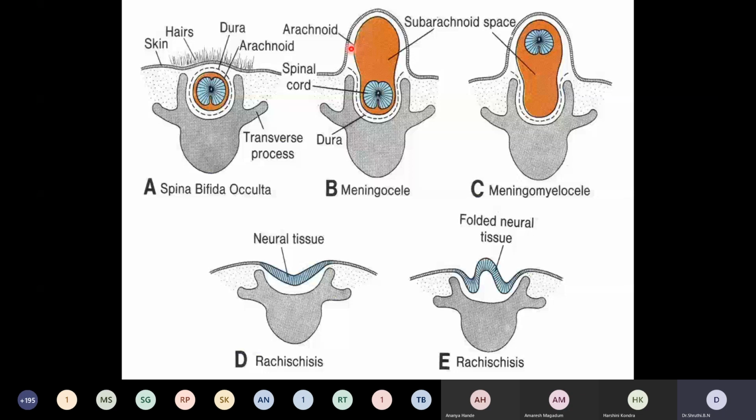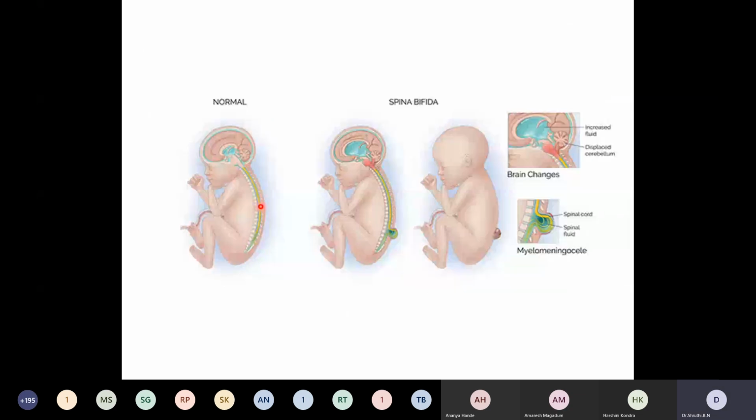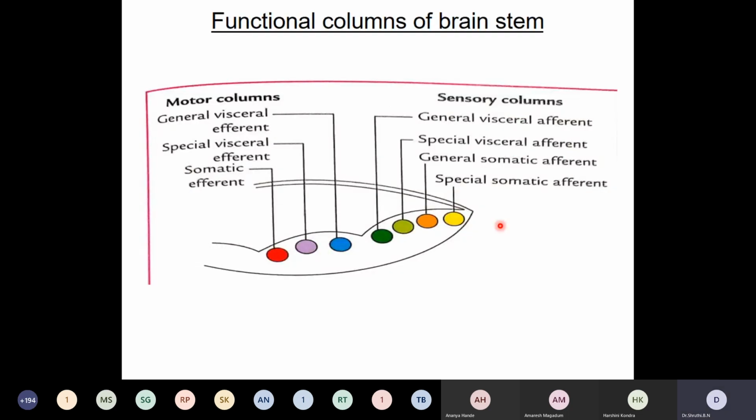Whereas this is the meningomyelocele, a severe form of neural tube defects where the spinal cord also protrudes through it. Okay, the first condition doesn't require treatment. Usually these two require surgery. So you can see here, this is how the normal curvature is in normal babies, whereas in the spinal defects, meningocele and meningomyelocele, you can see the bulging on the surface. Okay, so that is about the defects of the spinal cord.